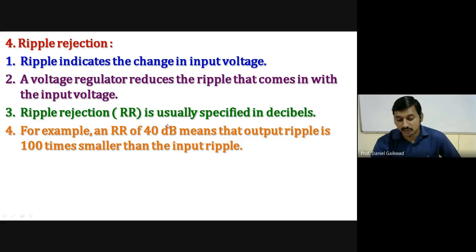So 40 dB means the output ripple is 100 times smaller than the input ripple. That is called 40 dB. If it is 20 dB, then it is 10. 40 means 100. So like that we have the calculation on a logarithmic scale, that is the calculation of decibel. Just check carefully, we recall decibel in physics also, the calculation of decibel in case of intensity.